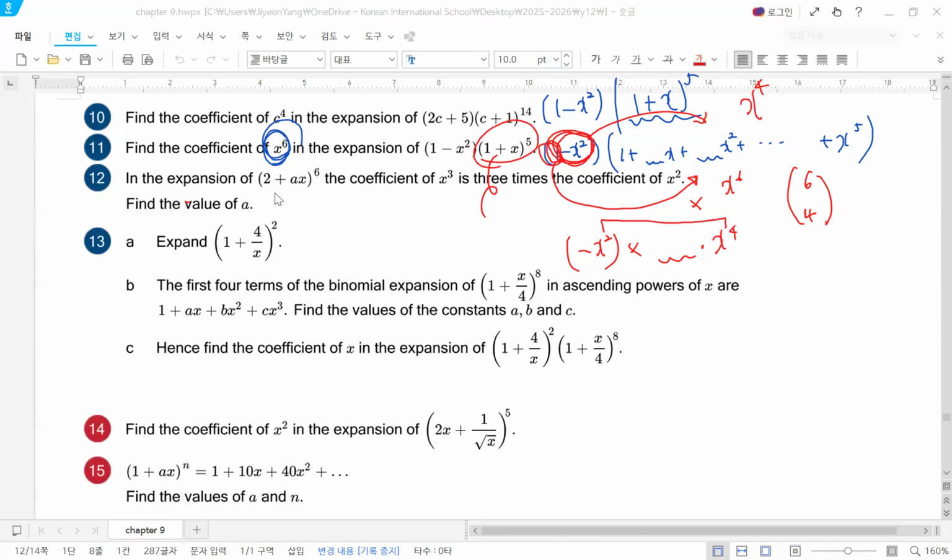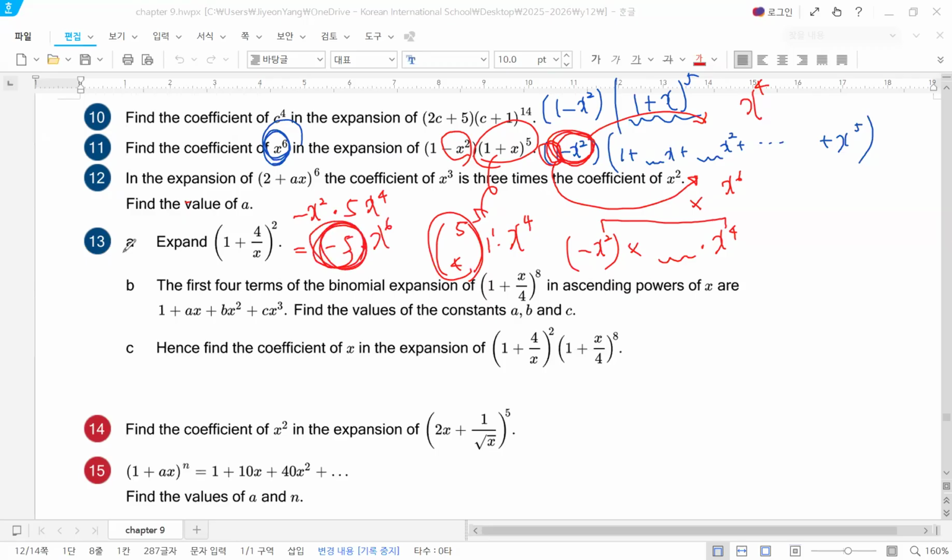So 5 choose 4 from here. So it's going to be 5 choose 4, 1 to the power of 1 and x to the power of 4 is the term that we are looking for. This value is 5. So multiply out by negative x squared times 5x to the power of 4, negative 5x to the power of 6. This is the coefficient of the designated term that we are looking for. So the answer is negative 5.